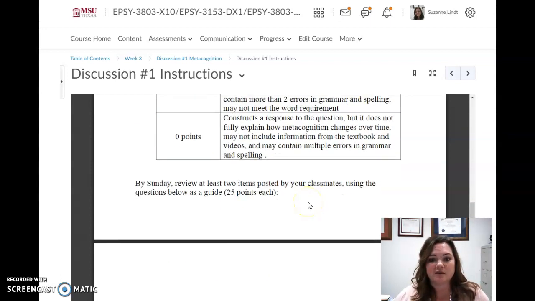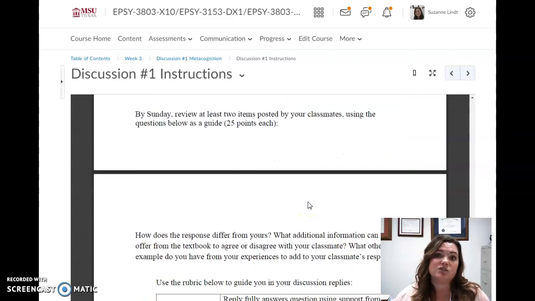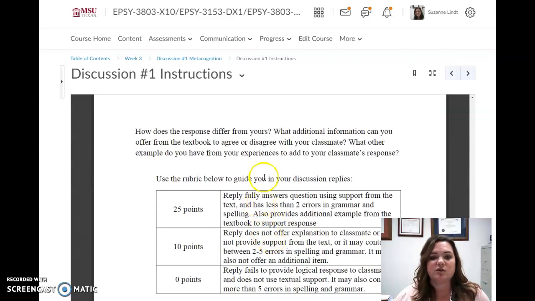And then by Sunday, you need to reply to at least 2 of your classmates. It's 25 points each, and you can read these questions as suggestions for response. Again, just be sure that you are adding something else, not just agreeing with your classmate, but adding something else, a different example, a different story, a different piece of information in the textbook, and then be sure to post 2 of them by Sunday.